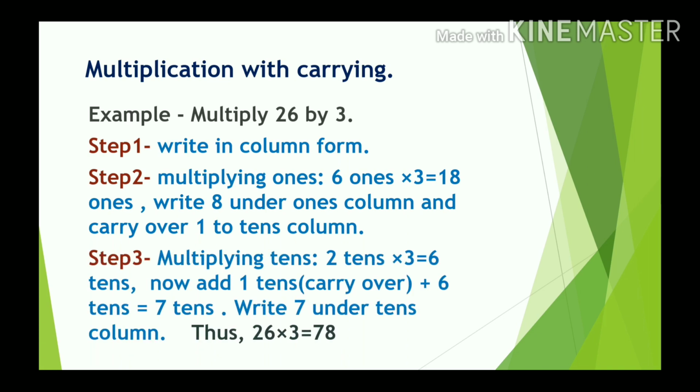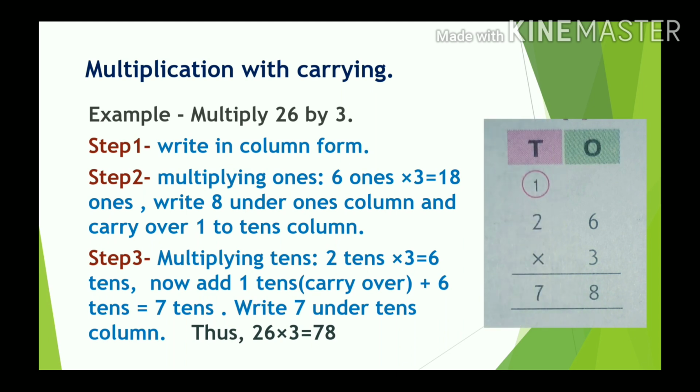Now step 3, multiplying tens. So 2 tens multiplied by 3 is equal to 6 tens. Now add 1 ten, which is the carry over, plus 6 tens, so we get 7 tens. So write 7 under the tens column. Thus 26 multiplied by 3 is equal to 78.